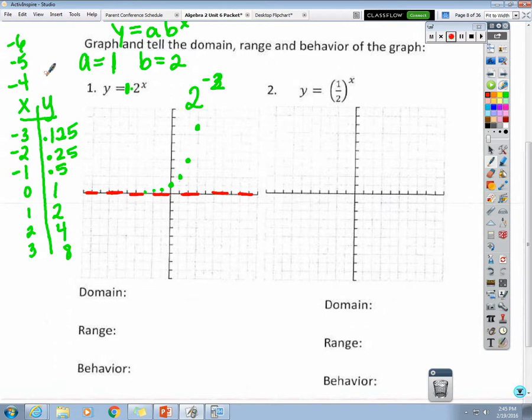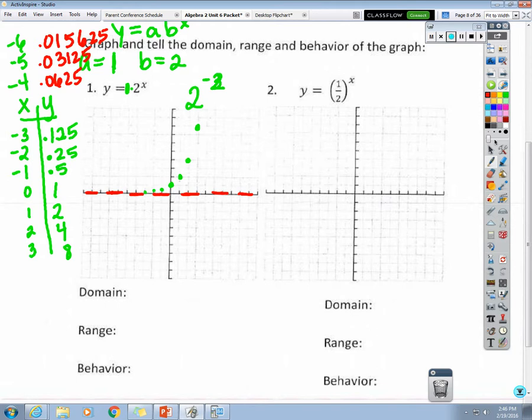Somebody plug in 2 to the -4, please. Okay, now somebody plug in 2 to the -5. Okay, now somebody plug in 2 to the negative 6. See how it's getting smaller and smaller? It's approaching 0. It'll get so small that your calculator will actually give you the answer in scientific notation because there's just that many zeros. 0.0000. So it'll write it in scientific notation.